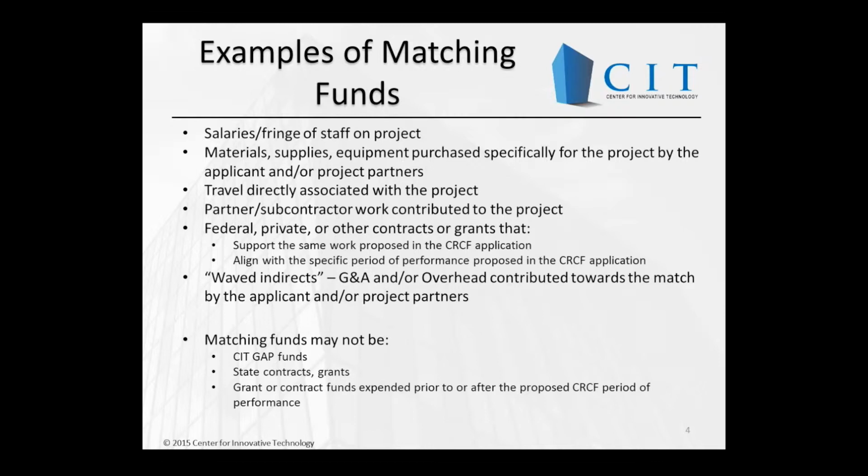Examples of matching funds can be seen on the slide here and within the CRCF FAQs document. These include labor and/or fringe, consumables, purchased equipment, and federal, private, or other grants or contracts for the same work proposed in the CRCF application and aligned with the CRCF project's period of performance. Waived indirect costs are also acceptable sources of matching funds. You would not be asking CRCF to cover your overhead and/or G&A costs, but these would count towards your 1-to-1 match. In general, whatever contribution is made must be specific to the CRCF project.